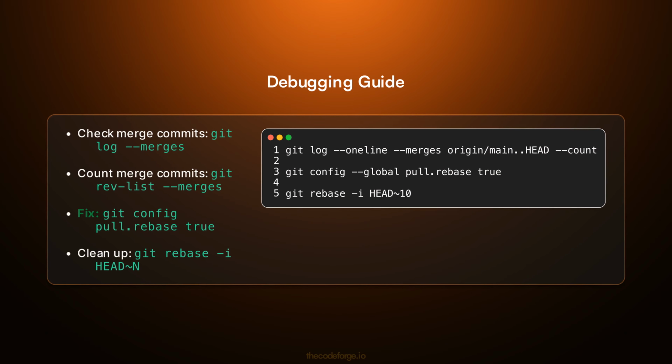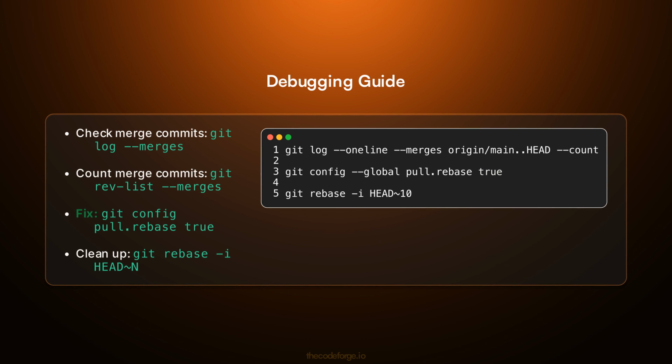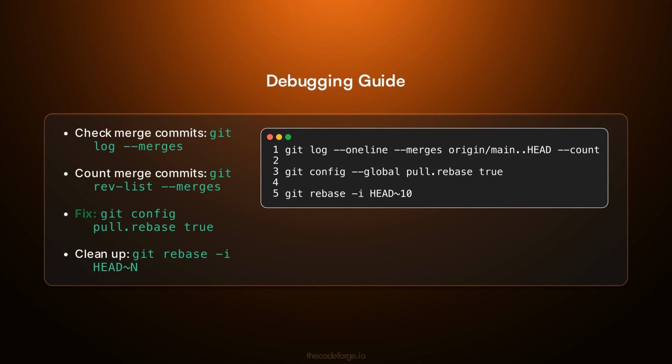To diagnose merge commit pollution, use git log --merges to see merge commits. Count them with git rev-list --merges. To fix, set pull.rebase true globally. To clean up existing merge commits, use git rebase -i to squash them.